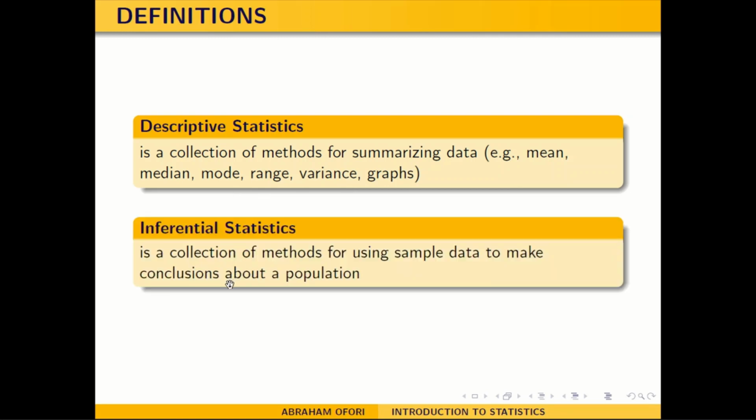Now, let's look at inferential statistics. It's a collection of methods for using sample data to make conclusions about a population. So, like I said, you can't actually go through the whole student population on KNUST campus to ask all of them about the kind of food they take, how many times they take in gari and beans. So you can actually sample some size. You can take some sample out of the population, and then after summarizing your sample, you can use it to generalize. You can use it to make a conclusion on the whole student population.